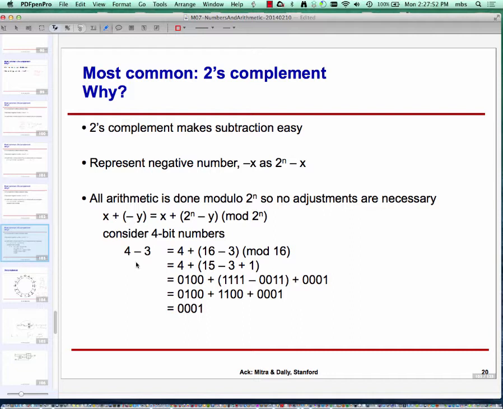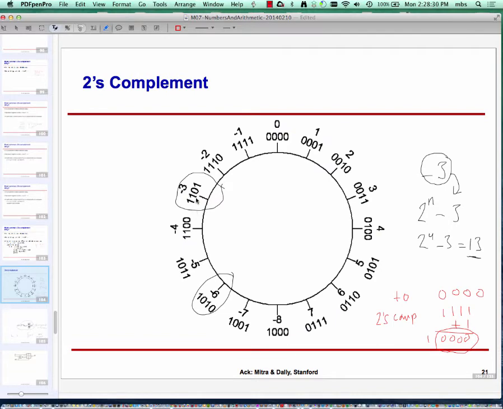Let's say I have 4 minus 3. So 4 is 0, 1, 0, 0. What about minus 3? Well, firstly, 3 is 0, 0, 1, 1. I take its complement, 1, 1, 0, 0. I add 1 to it, 1, 1, 0, 1. So minus 3 is 1, 1, 0, 1. And you can check on our table also. Minus 3 is 1, 1, 0, 1.